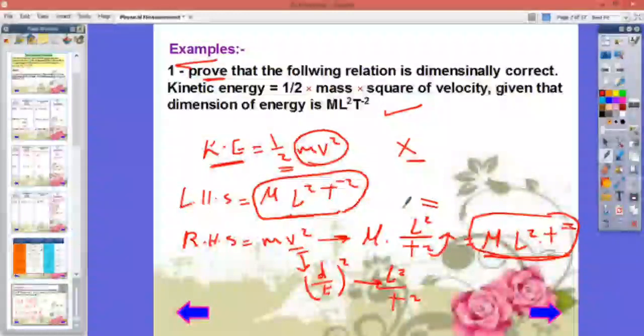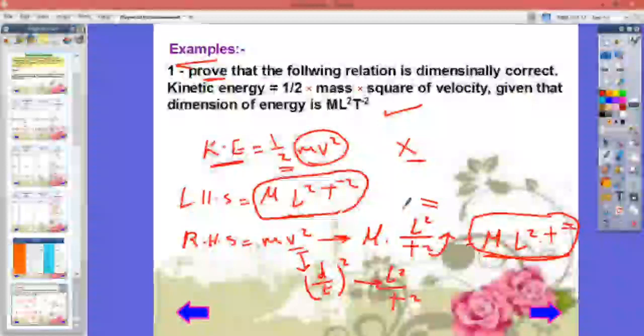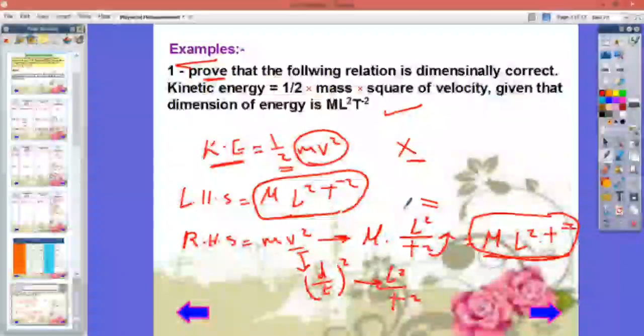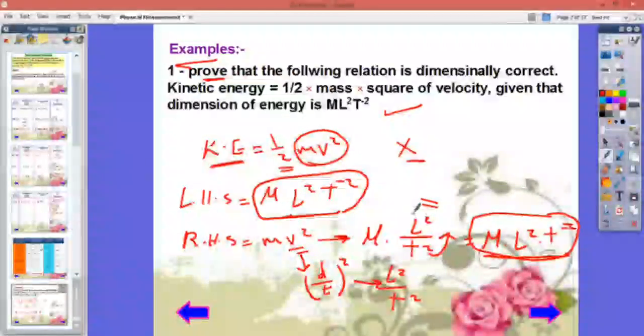I hope you understand now the meaning of dimensional formula, and you know its importance, which is used to verify the validity of equations. And we can know the measuring unit from the dimensional formula as we studied before.